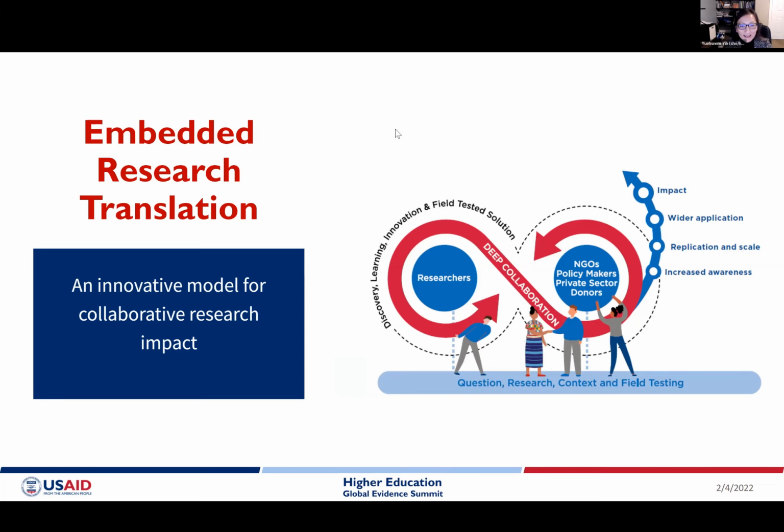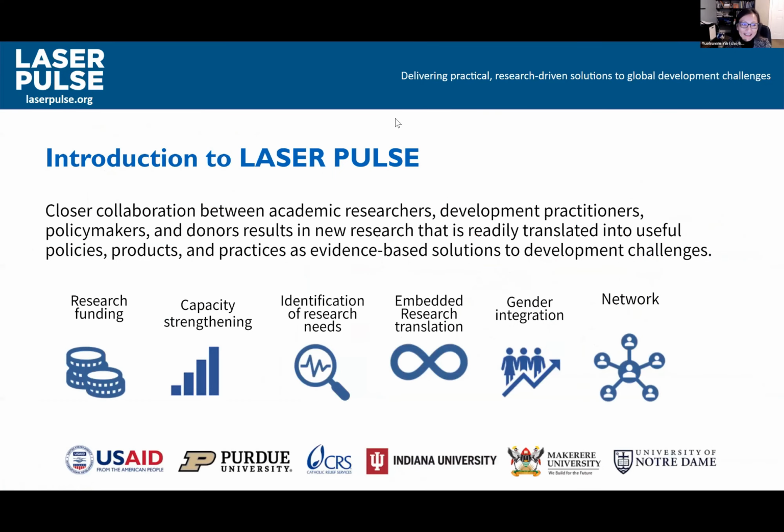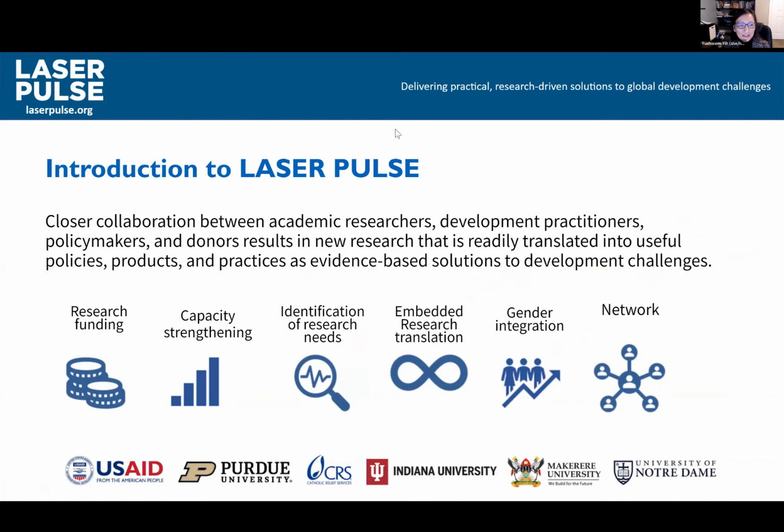Thank you, Alex. We'll go to the next slide. So I just want to give a little background about Laser Pulse. Laser Pulse is a collaborative agreement with Purdue University with about a $70 million ceiling as part of the Higher Education Solution Network 2.0. In addition to Purdue, we have other consortium partners, including Catholic Relief Services, Indiana University, Macquarie University, and University of Notre Dame.